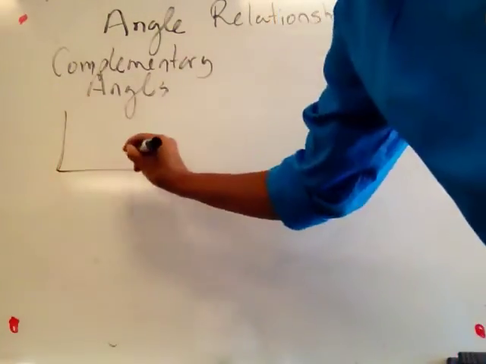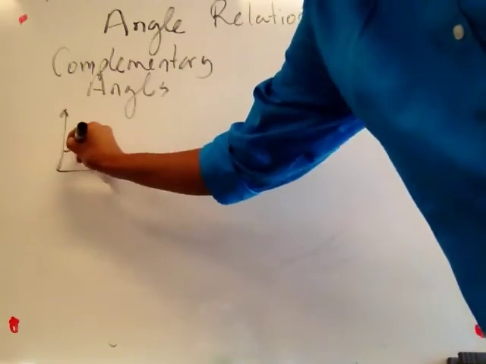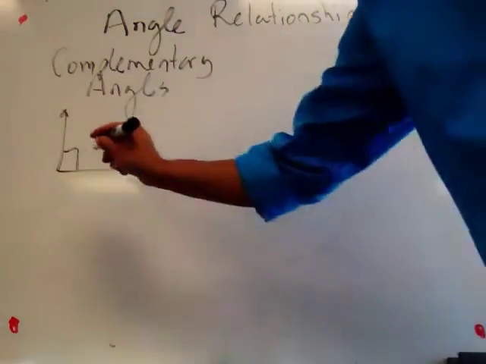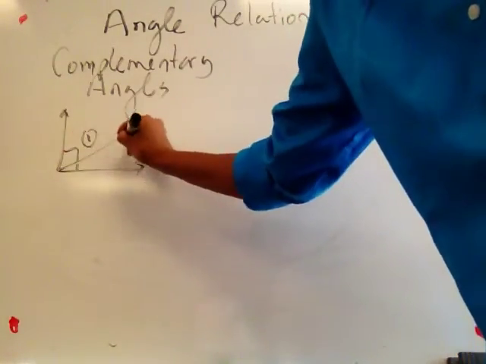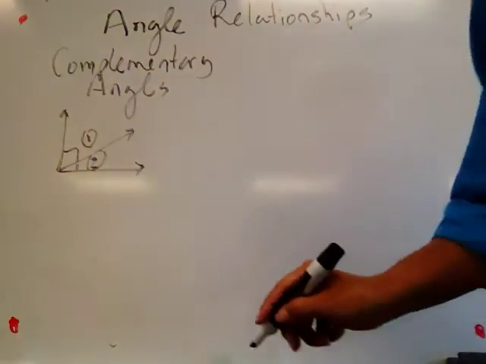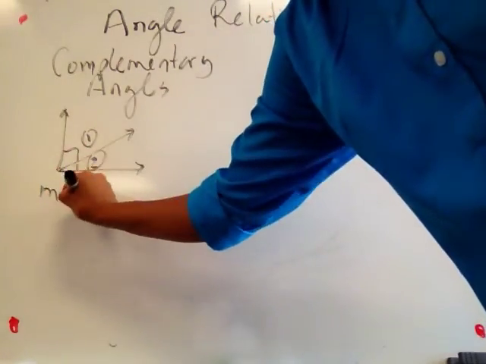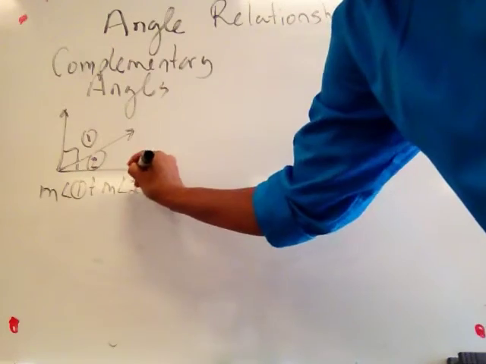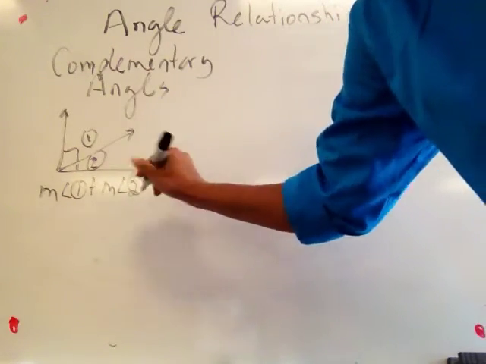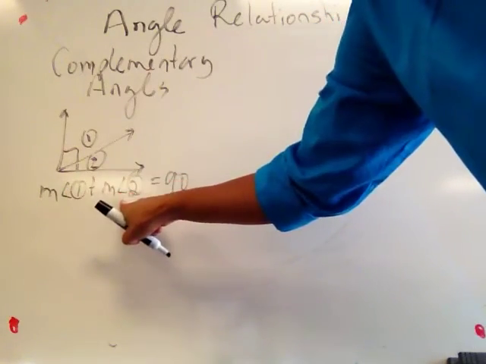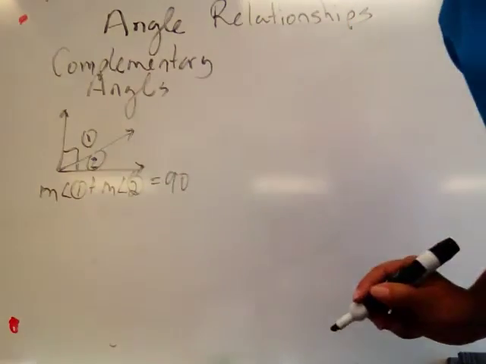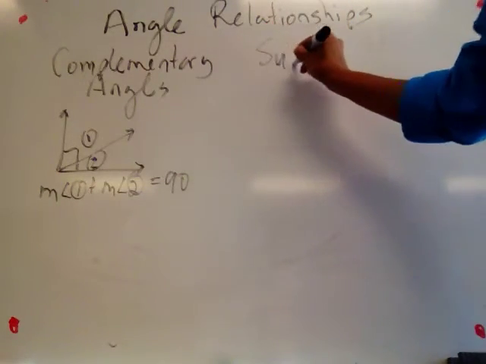For example, if I have 90 degrees, now remember we mark our 90 degrees with the little box there, and if I have angle 1 and angle 2, the sum of those two angles is going to add up to 90. And the way I say this is the measurement of angle 1 plus the measurement of angle 2 has to add up to 90 degrees. Right? The other one is supplementary angles.